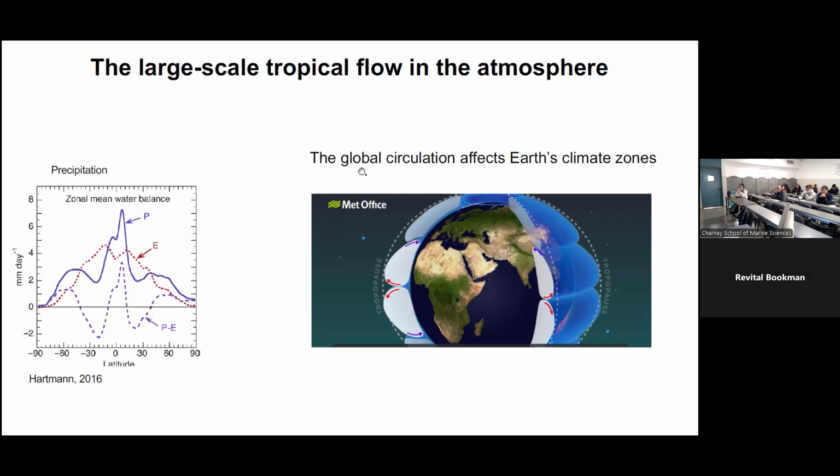This is why it's very important for us to understand how anthropogenic emissions have affected and will affect the intensity or changes in this circulation. Right?